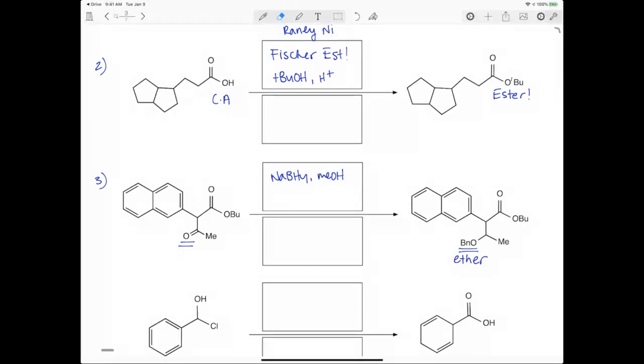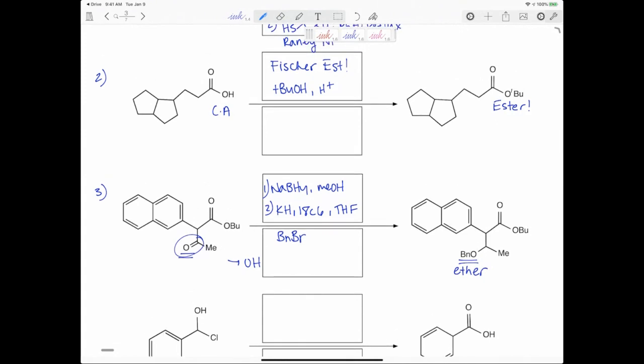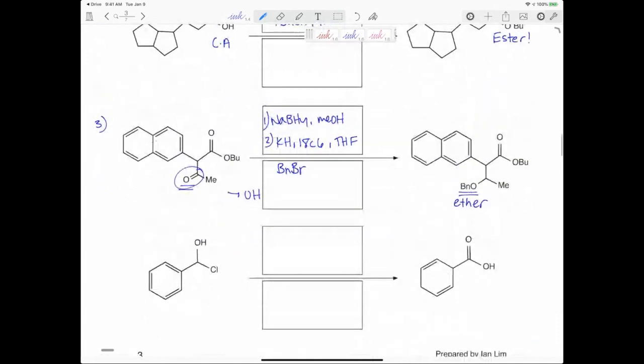You can't use that. You can only use a milder reducing agent so that we reduce this ketone into an alcohol. And then we're going to use the Williamson ether synthesis, and then we're going to have benzyl bromide as the starting material. Okay, so please take note, if you're making an ether, you're going to use the Williamson ether synthesis. If you are making an ester, please try to avoid using Williamson ether synthesis conditions on the carboxylic acid. Just know the difference between these two.